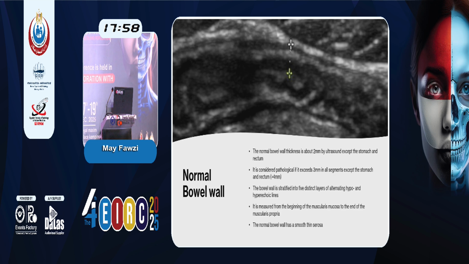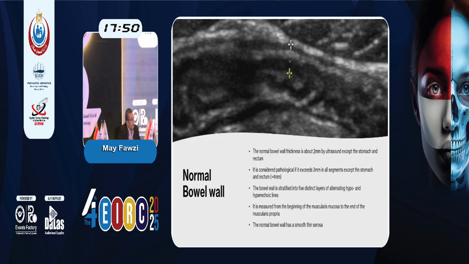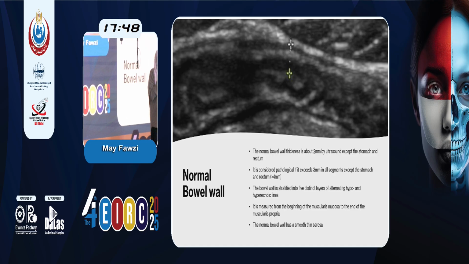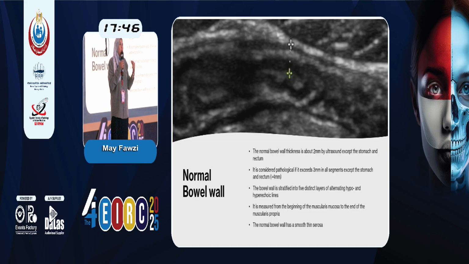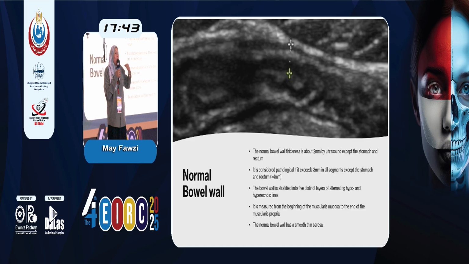It's very important for you to understand that the bowel is a very thin organ. Its wall is very thin. The maximum thickness of a normal bowel wall is 2 millimeters, and it consists of 5 layers. And what I want you to do is to understand these 5 layers and find pathology within them.